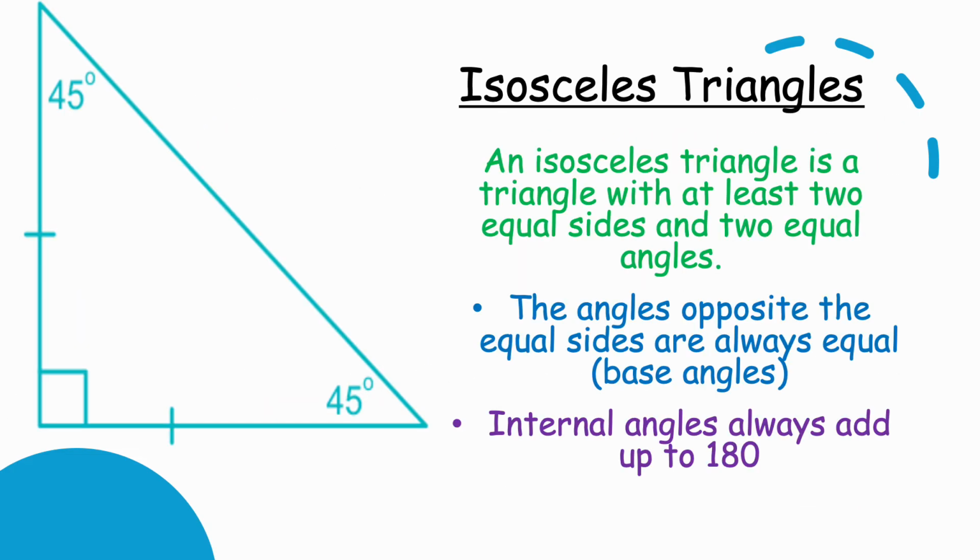An isosceles triangle is a triangle with at least two equal sides and two equal angles. The angles opposite the equal sides are always equal, called base angles. Internal angles always add up to 180.